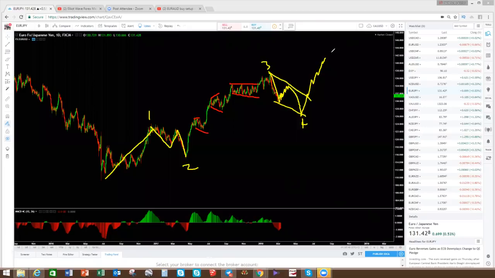And it cannot go to 150 if it doesn't give us a big correction like this one. So that's why we already have the move down. We need a correction and another move down before we get up.